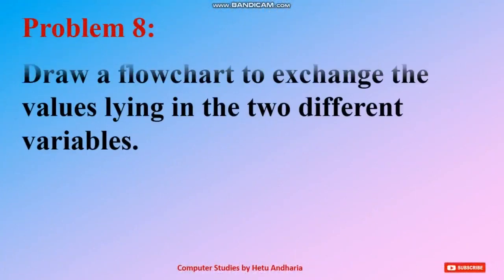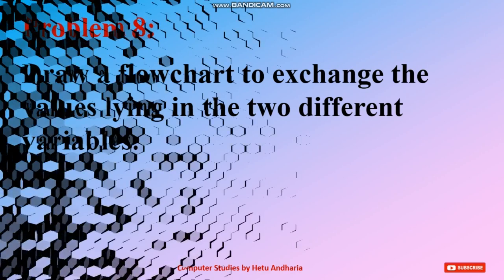Now we try to solve a different type of problem, that is, draw a flowchart to exchange the values lying in two different variables. Now when I speak this sentence, it looks very easy and very simple, am I right? You can pause the video over here and try to think how to solve this problem. What will happen if you try to solve this problem?